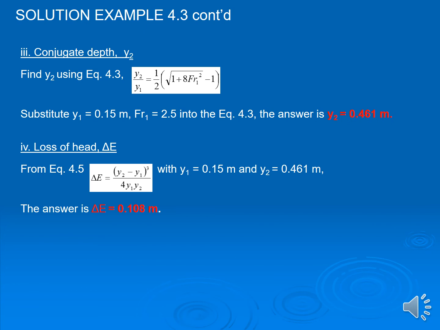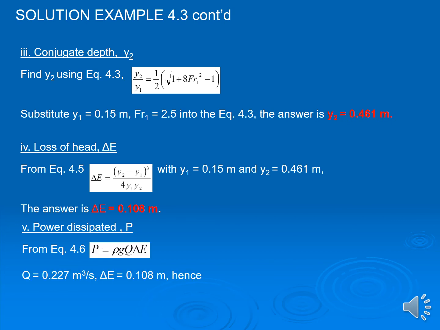0.108 meters. Okay, the last one, you have to find the power dissipated P, and from equation 4.6 we have Q from the previous calculation 0.227 and delta E 0.108. Then you substitute this data into equation 4.6. Then we have the P equal to 241 megawatt.